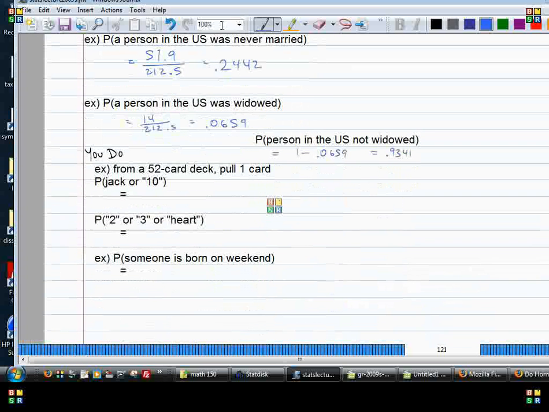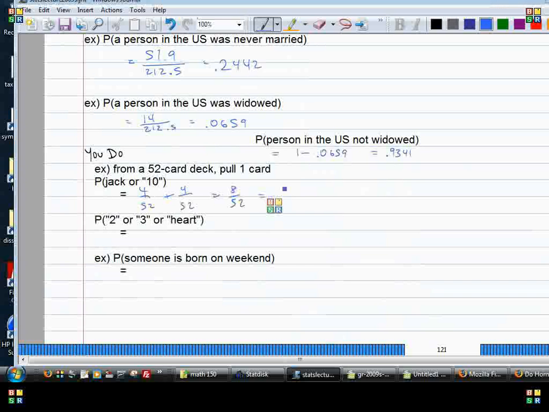So now there's a couple problems for you guys to do. Take a minute and work on these. Alright, so let's talk about these problems. First one, Madeline, what's the probability of a jack or a 10? 8 out of 52. Okay, so how do you get 8 out of 52? 4 jacks, 4 tens, 8 out of 52.